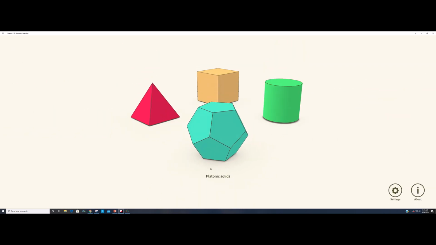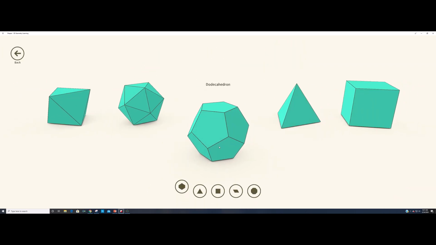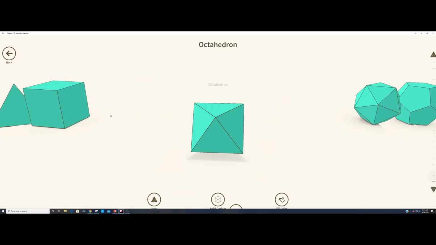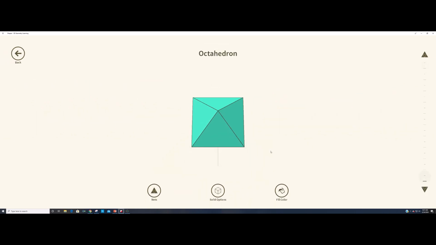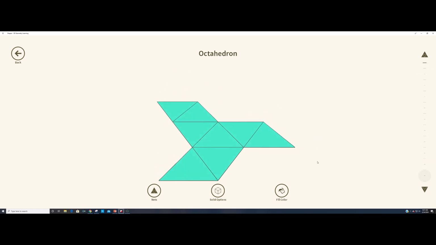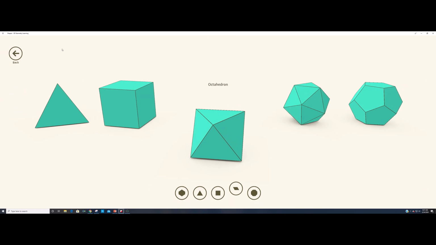And is that all of them? I think I got all of them. Let me look one more time. Oh yeah, this is cool. This is an octahedron. Octa, of course, meaning 8. It's built from 8 triangles.